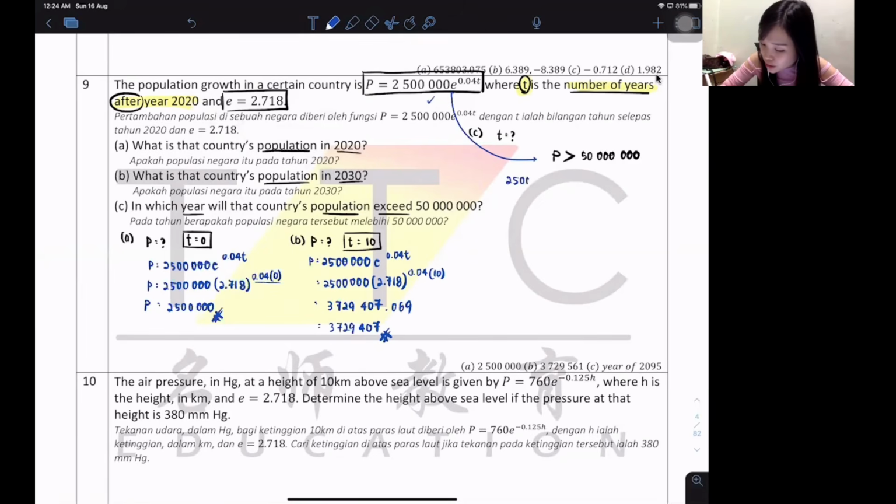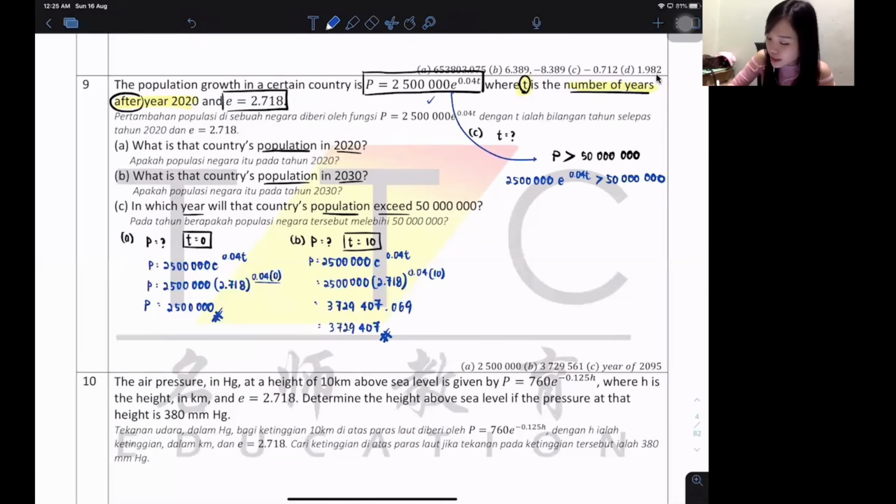So let me straight away copy down my population's equation inside here. I know the E, right? You guys will write 2.718. But can you don't write first? Because I want to teach you guys. So we don't write 2.718, we write E still. Can? So until now, how do we continue?